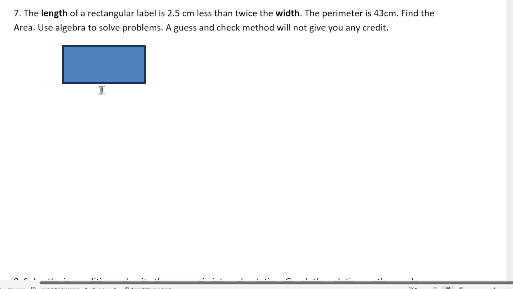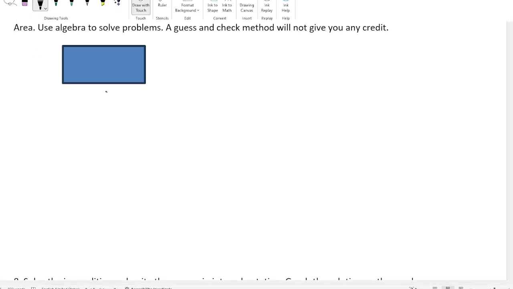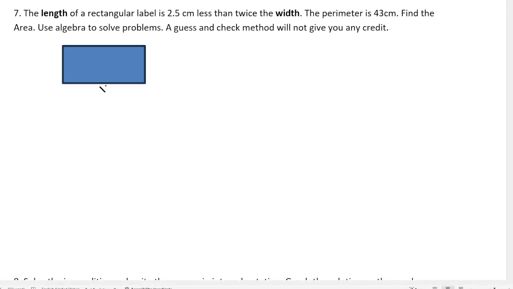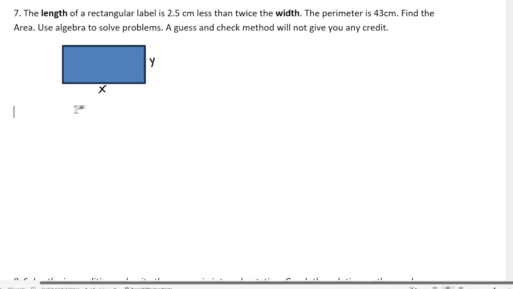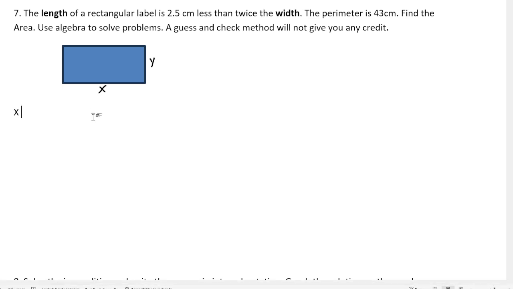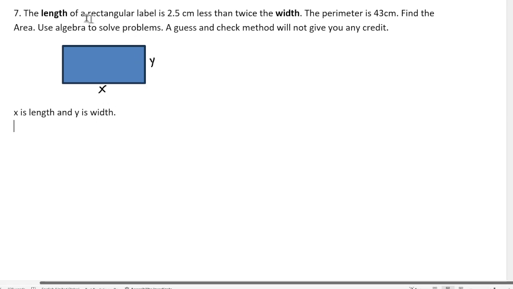Now I'll just put this side as the length. I'll put as x, and then this side as width because it's the other side. But I don't know which one really is called the length and width. You just have to make sure that if one side is called length, we're going to put the other side as width. So y is the width, and x is the length. So x is length and y is width. Okay. Now let's think about this. The length is 2.5 centimeters less than twice the width.